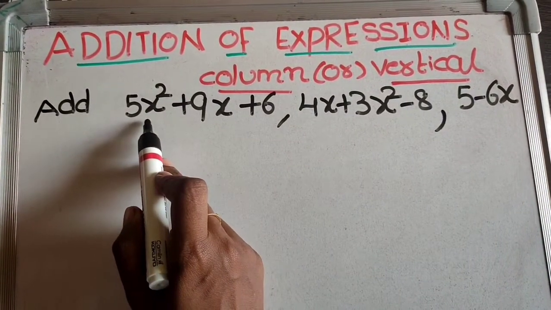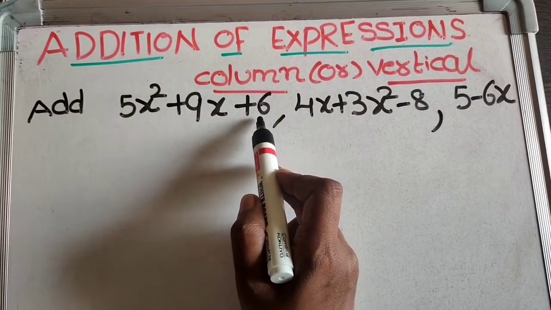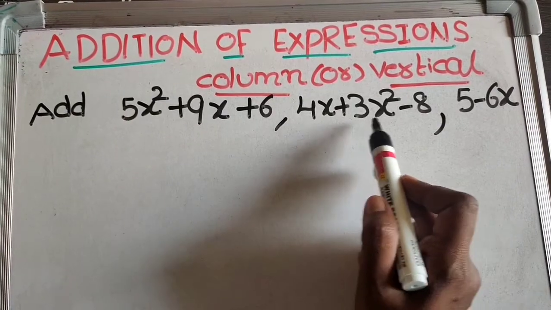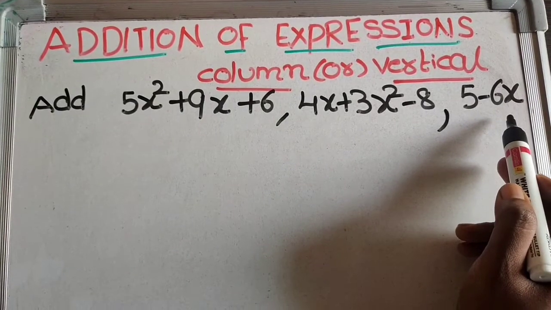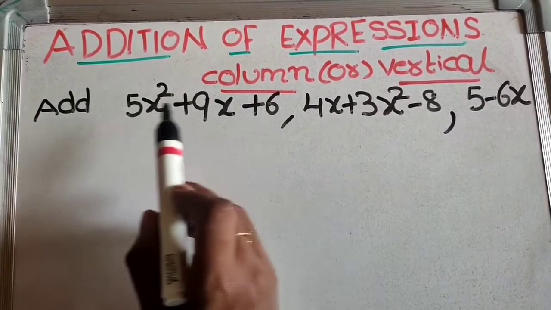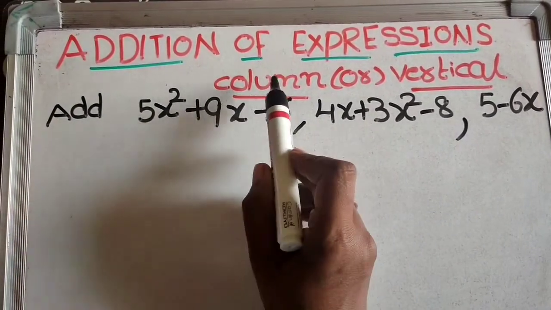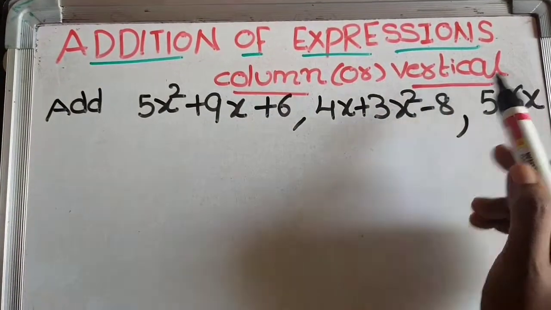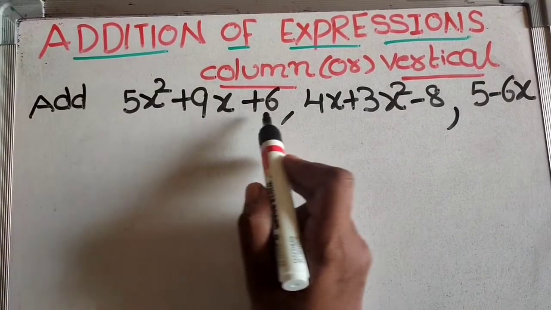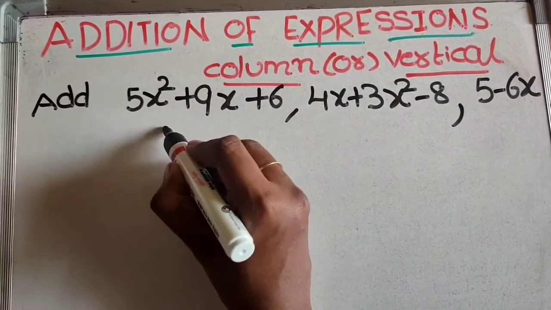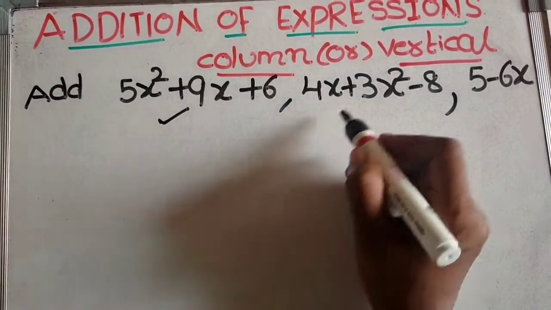Let us check addition of expressions using the column or vertical method. Here we have two ways in order to find the addition. The first method is the column or vertical method. And you can see the expressions here: 5x square plus 9x plus 6, 4x plus 3x square minus 8, and 5 minus 6x.